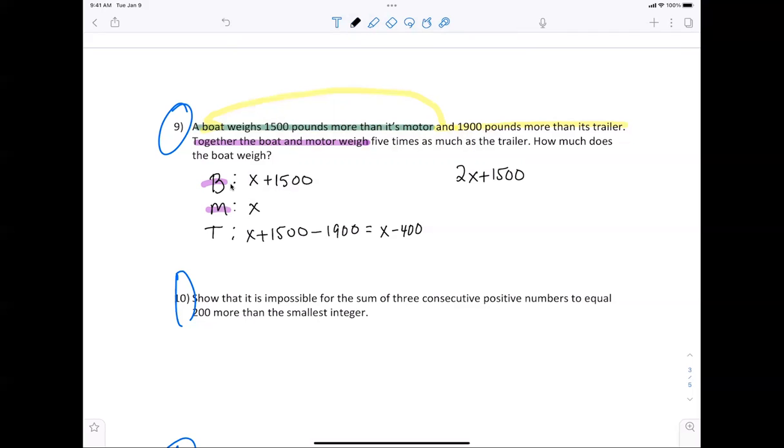The boat and the motor weigh 5 times as much as the trailer. So that would be what? 5 parentheses X minus 400. All right, that's how I would want you to look at it.